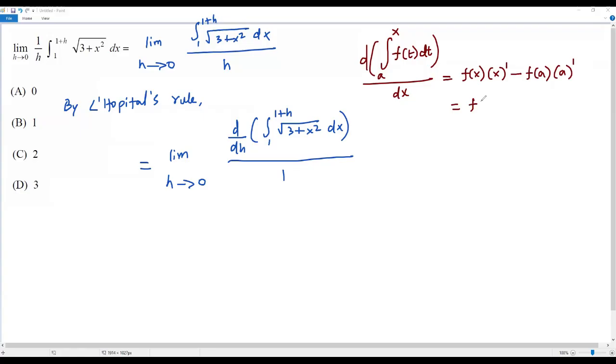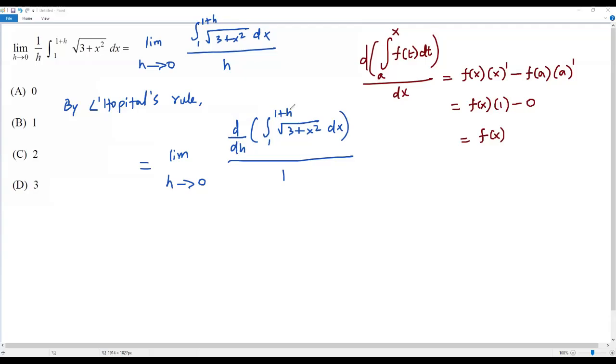Okay, now f of x, the derivative of this x with respect to x is just 1, negative. The derivative of the constant a is 0. 0 times f of a is 0. Then we get f of x times 1, which is just f of x. We can ignore the 0. So the result of this derivative is f of x. So whatever I have done over here, the same thing I can do over here to get the derivative of this definite integral with respect to h.